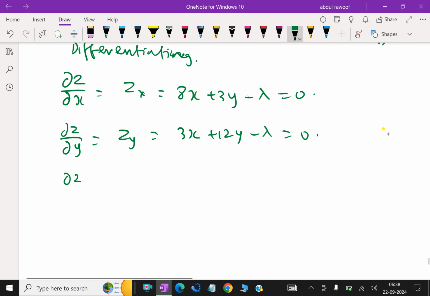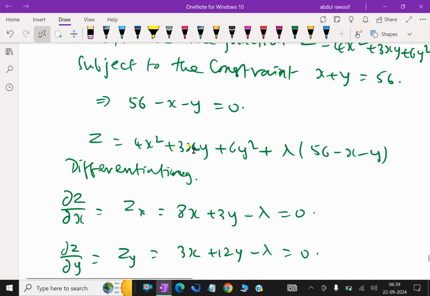Then dou z by dou lambda is equal to zero, that is z lambda equal to zero. Look at here, this with respect to lambda: here this is minus lambda x, the derivative is minus x, and minus lambda y, the derivative is minus y.